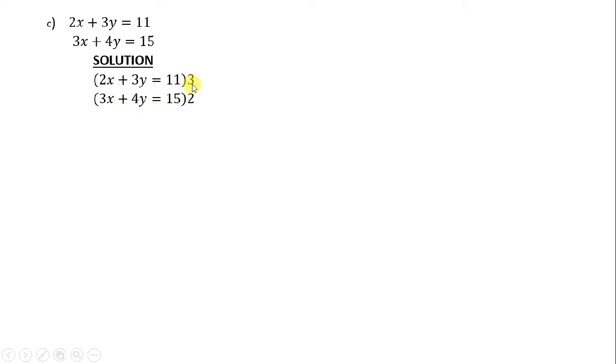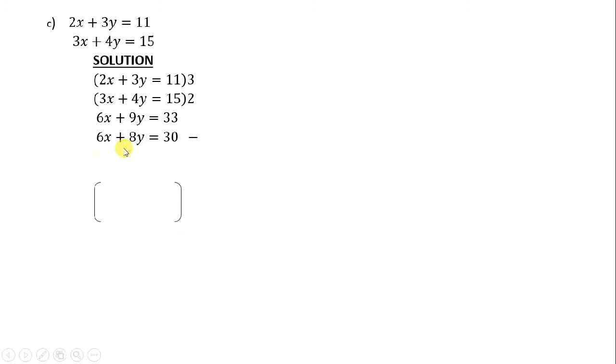So we are going to multiply the first equation by 3 and the second equation by 2. If I multiply 3 times 2x, I'm going to get a 6x. 3 times 3y will give me a 9y. 3 times 11 is giving me 33. 2 times 3x is giving me 6x. 2 times 4y will give us 8y. And 2 times 15 will give us what? 30. That's what we are going to get.